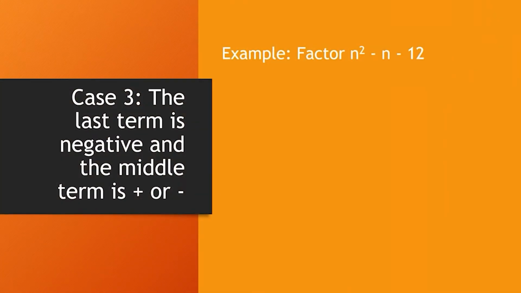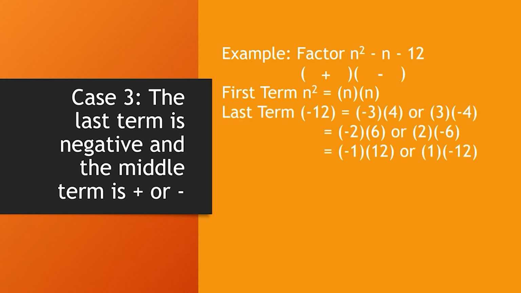Case 3. The last term is negative and the middle term is positive or negative. Example, factor n squared minus n minus 12. The terms of the factors are separated by either a minus sign or a plus sign. First term, which is n squared, the factors are n and n. The last term, which is negative 12. The following are the possible factors of negative 12. So notice that only positive 3 and negative 4 will add up to negative 1.